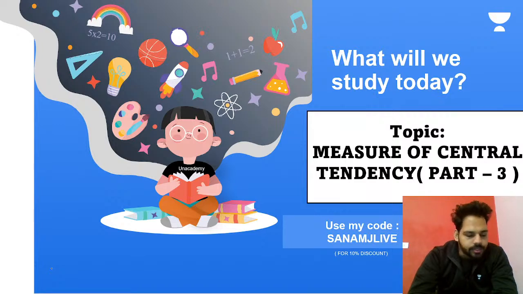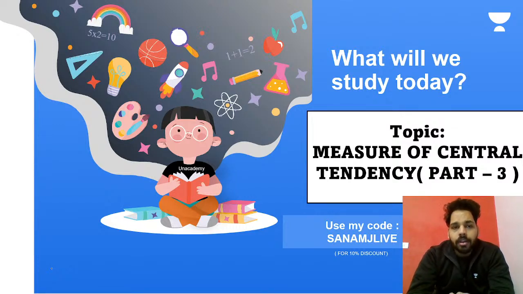As you can see, our today's topic is measure of central tendency part 3. In the previous session we have already studied the mean, mode and median, and we have already understood how to solve them. We have also studied mean deviation and standard deviation. Now we are going to learn what is actually percentile, percentage, and mode. These three topics we are going to study today: percentage, percentile, and mode. I'll let you know the basic difference between percentile and percentage.